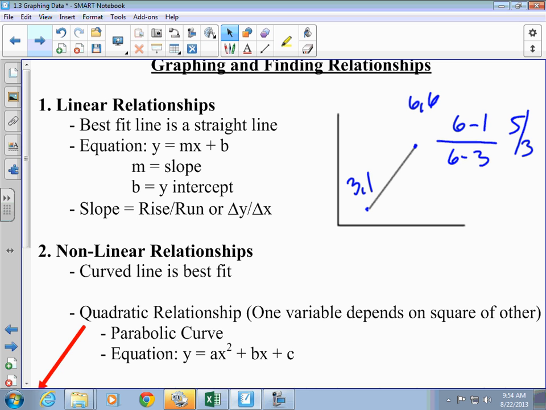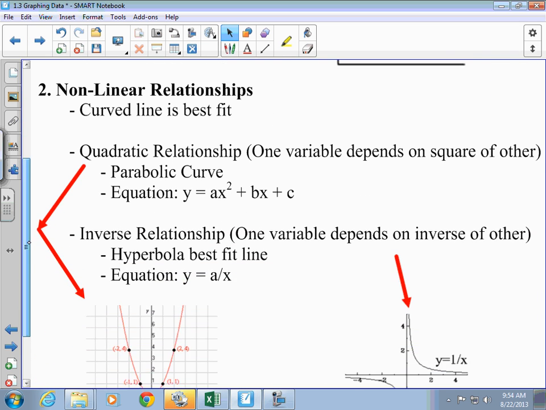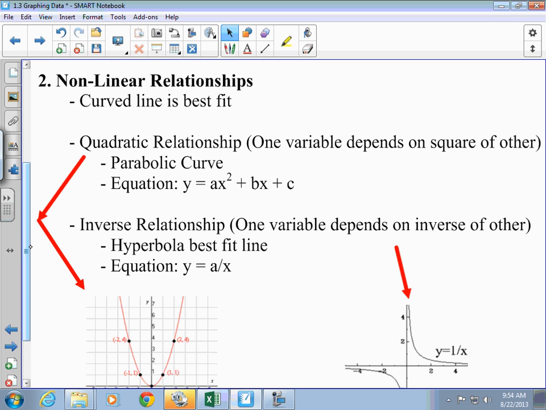When we talk about nonlinear relationships, we are talking about a curved line. And there are a couple options when we talk about nonlinear relationships. The first one is a quadratic relationship. On the bottom of the screen, you can see there are 2 graphs, and on the left side is the quadratic relationship. That forms a parabola, and that equation is y is equal to ax squared plus bx plus c. So in a quadratic relationship, one variable depends on the square of the other, and you can see it forms a nice parabola.